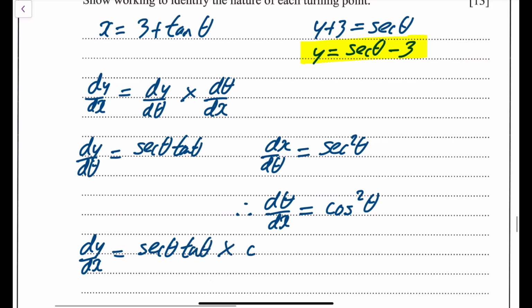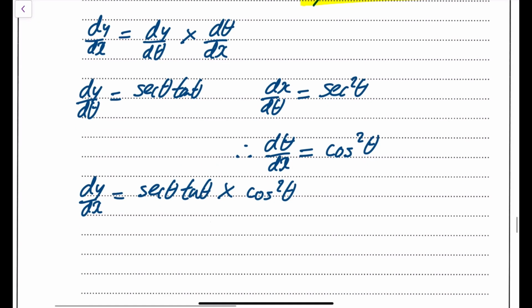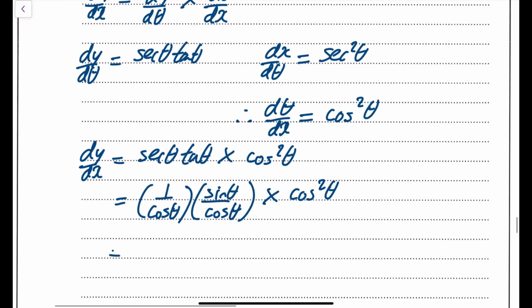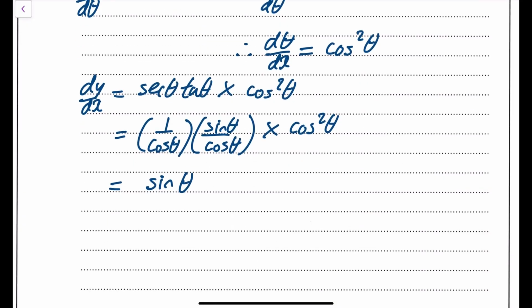Which means dy by dx is equal to sec theta tan theta times cos squared theta. And what does that look like then? Sec is the same as 1 over cos. Tan is the same as sine over cos. And if you're multiplying both of those by cos squared, you're just going to get sine theta. So after all that work, your dy by dx is just sine theta, which thankfully is manageable for us to differentiate again. I'm just going to put that in a box, so I've got that sacred somewhere.